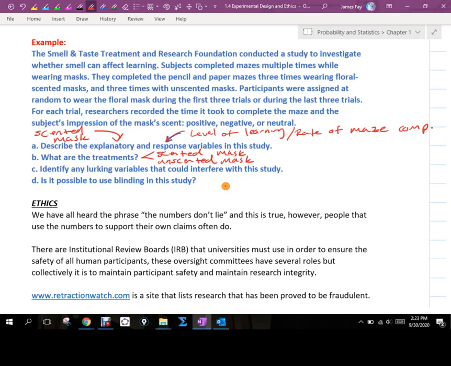Okay. It says, is it possible to use blinding in this study? I kind of talked about that, right? That would be impossible because you as a participant know, because you're using your senses, whether you're getting one of the treatments or not. Okay, so you can't be blinded. Does that kind of make sense?